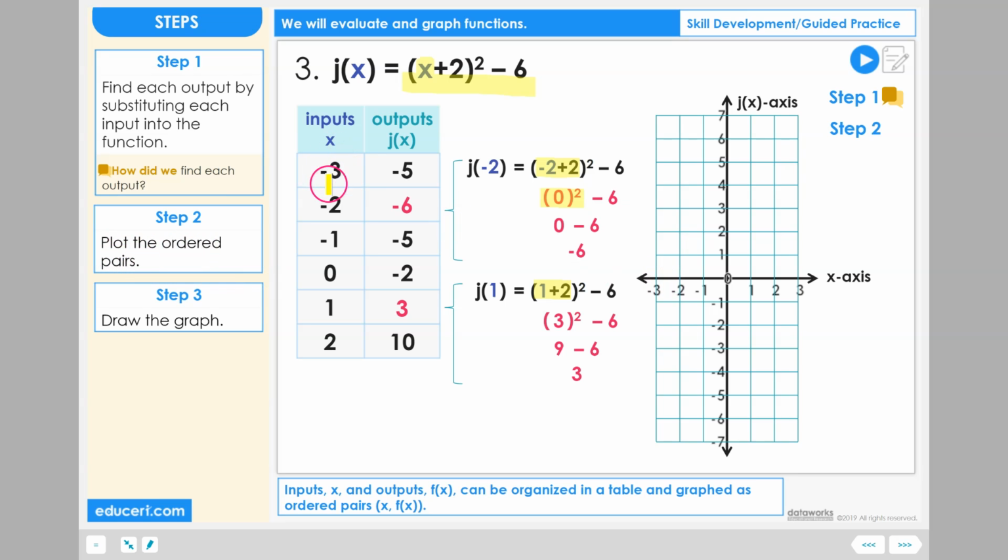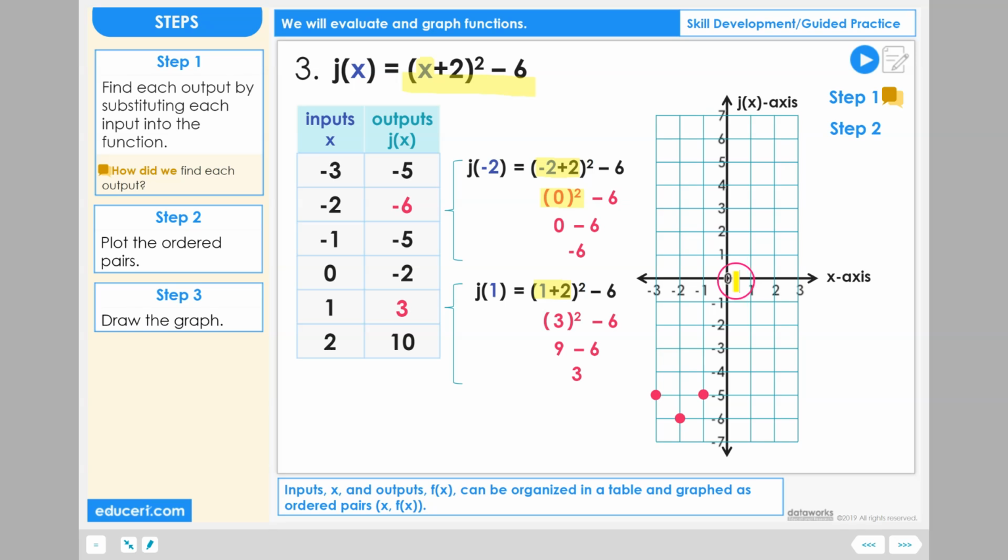The first ordered pair is -3, -5. -3 in the x direction, -5 in the j of x direction. The next point is -2, -6. -2 in the x direction and -6 in the j of x direction. The next point is -1, -5. -1 in the x direction, -5 in the j of x direction.